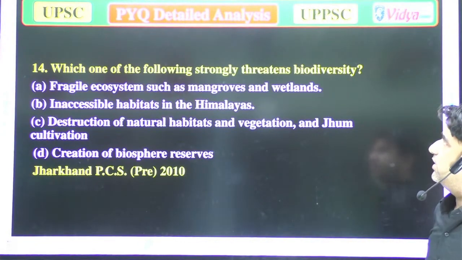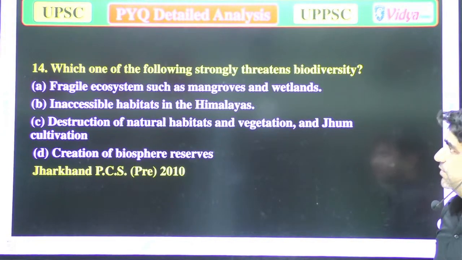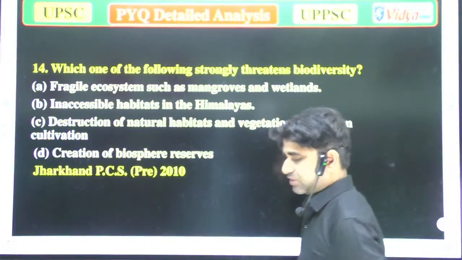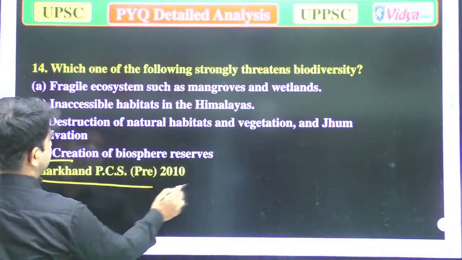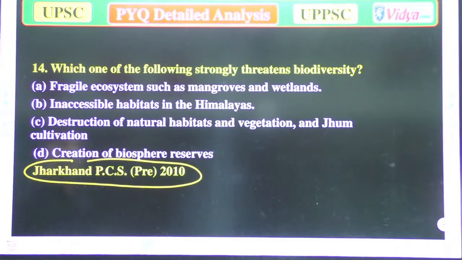Which one of the following strongly threatens biodiversity? That question was asked in Jharkhand PCS 2010. Option A, fragile ecosystems such as mangroves and wetlands. I don't know about it. B, inaccessible habitats in the Himalayas. C, destruction of natural habitats and vegetation and zoom cultivation. And D, creation of biosphere reserve.